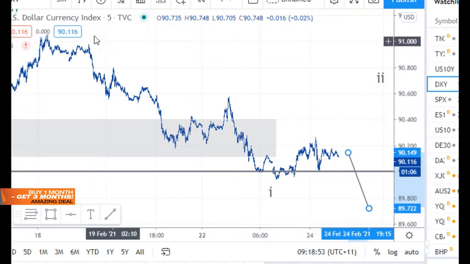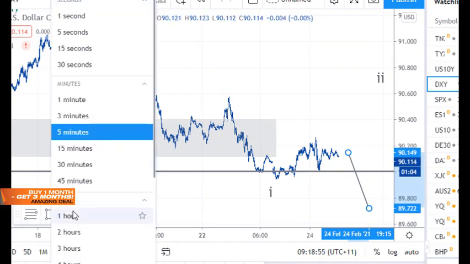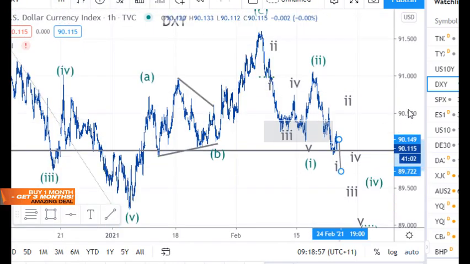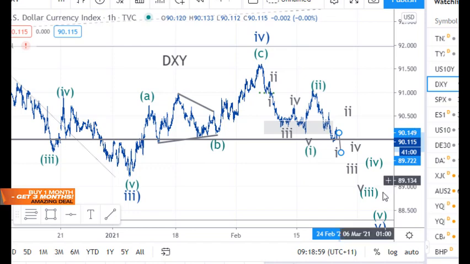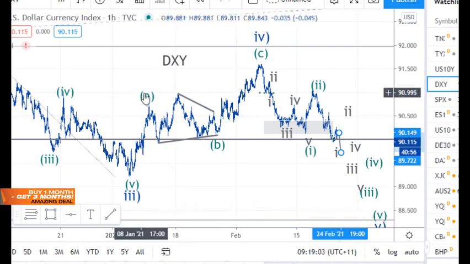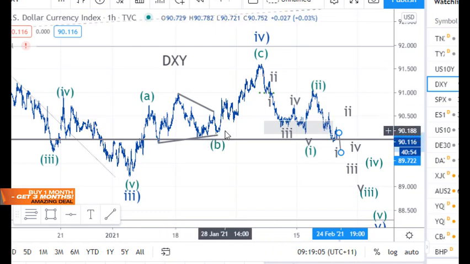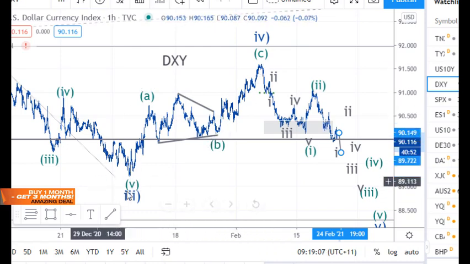But the takeaway with all of this though is that this is a bearish scenario, and it's bearish because this is in 3 waves here. So that low needs to be taken out.